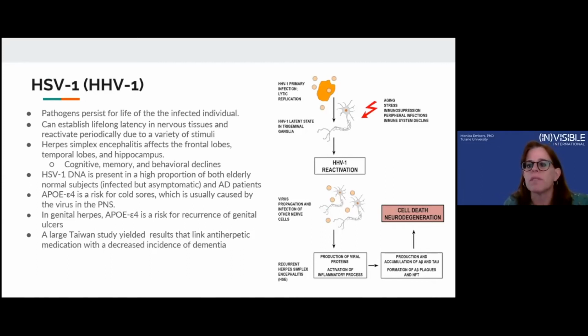Herpes simplex viruses are ubiquitous pathogens that persist for the life of the infected individual. HSV affects the majority of the population, attaining 90% prevalence by the 6th decade of life.